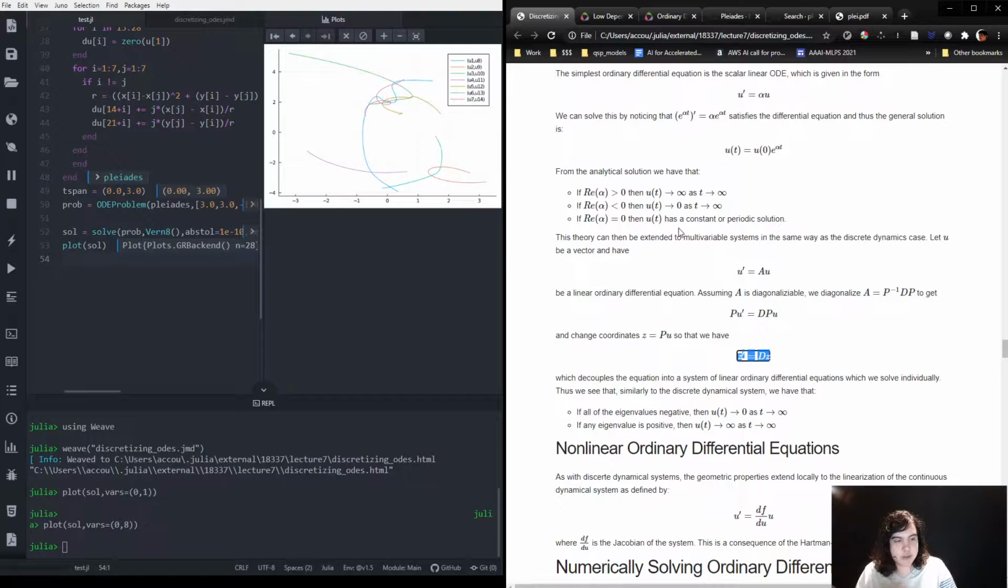Let me see if I can find that picture, and I'll post it at the end.